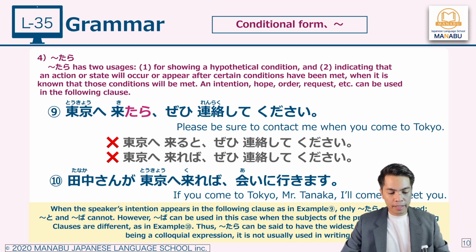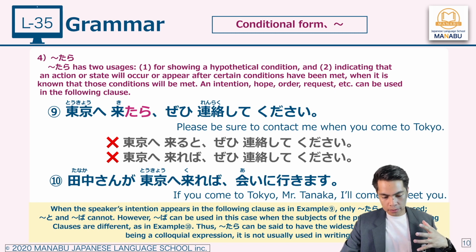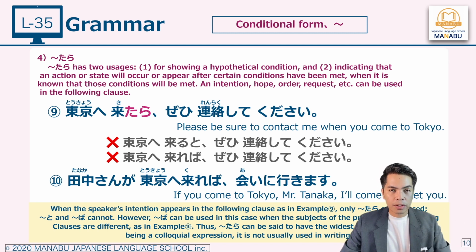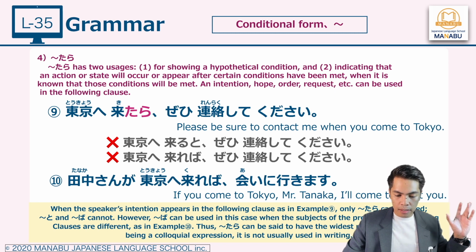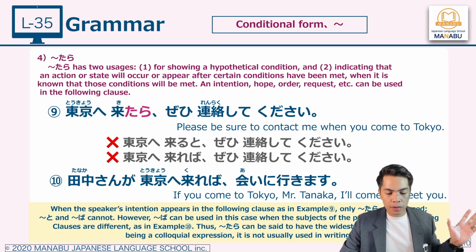So example number 9, Tokyo e kitara. If you come to Tokyo, zehi renraku shite kudasai. Please contact me. Please be sure to contact me. So this is a condition. If you come to Tokyo, or once you come to Tokyo, so you can follow it with an intention, hope, order, or request.